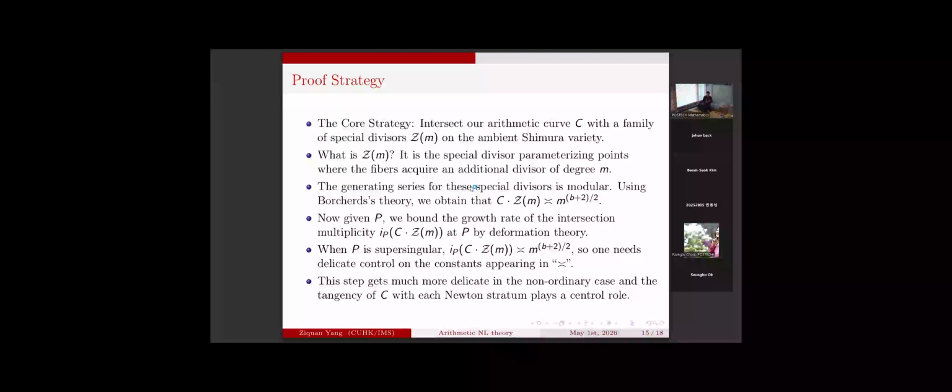In fact, this general strategy has already been used in the previous work by Maulik, Shankar, and Tang. And it was already very hard over there. But in the non-ordinary case, this step becomes even harder. This can also be seen from the statement of the theorem, because if you're not careful, you can easily prove something wrong.